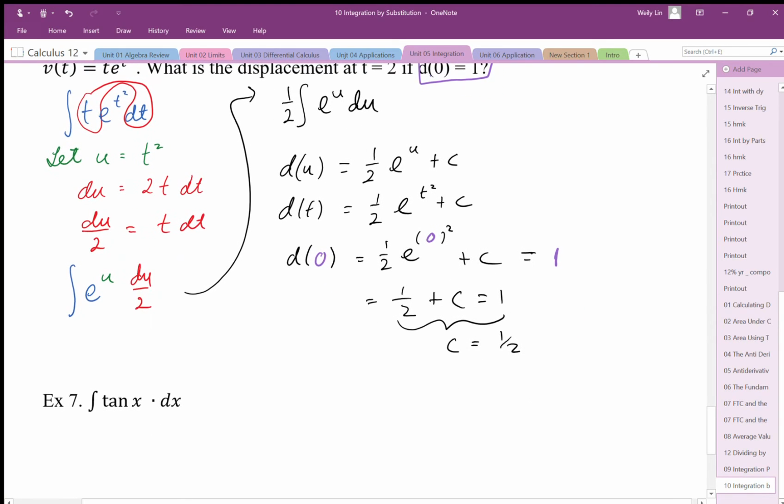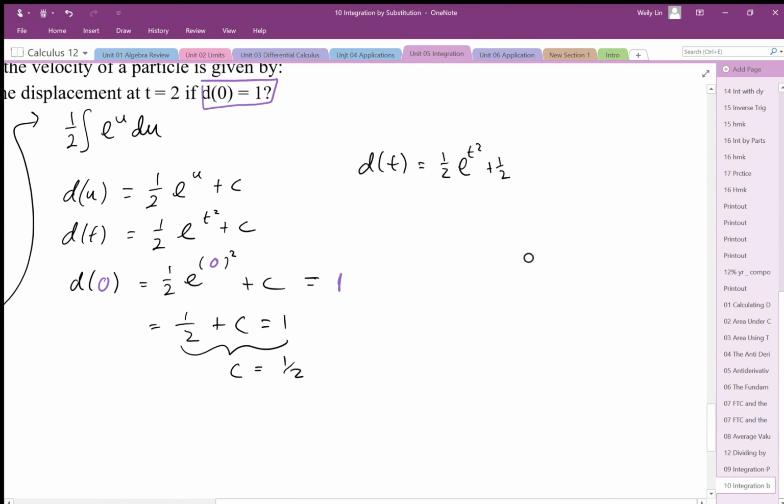So my displacement function then looks like this: d of t is equal to 1/2 e to the t squared plus 1/2. I'm just going to move it over so that it's not all crowded in there. There's my displacement function. Now I need to solve for when t equals 2. So d of 2 works out to be 1/2 e to the power 4 plus 1/2. So there's my displacement at time equals 2.